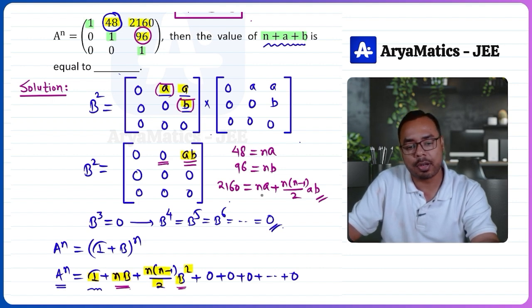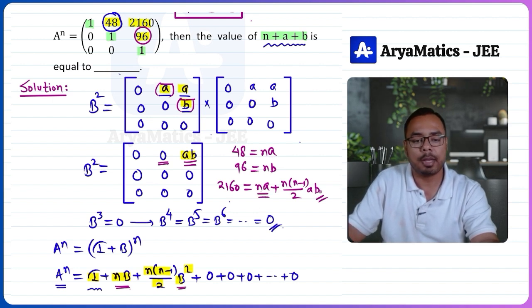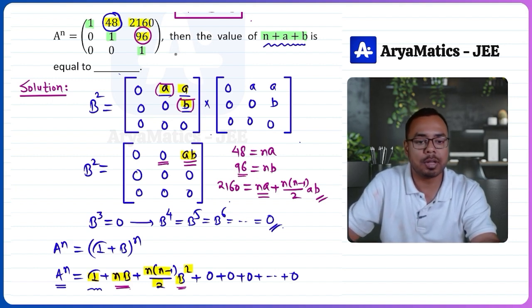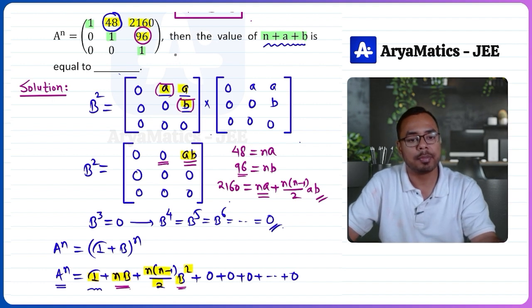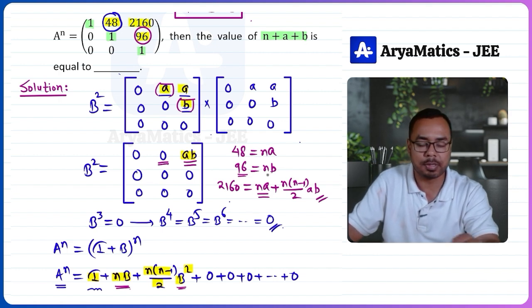Now after this, it is not difficult to solve these three equations. You can substitute NA as 48. In place of N into B, you can write 96, and then you can solve these three equations. Once you solve these three equations, you will find that the value of A will be 4. And because we need the value of N plus A plus B, I'll directly write the answer after this. The calculation is not difficult. Just substitute these values, and then you can get the answer.